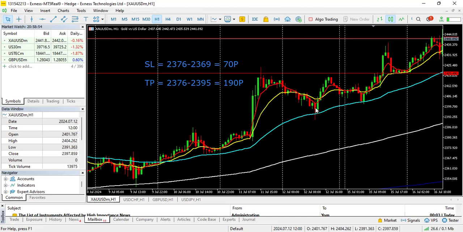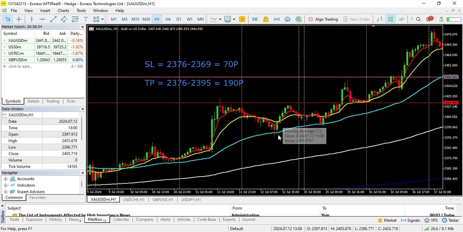I might have ignored this and just waited for my bounce. So if I know that I'm anticipating a sell, just don't even bother. Just wait for this. If I see this bounce, it comes here, and then there's another candle that closes above the candle that caused the bounce.